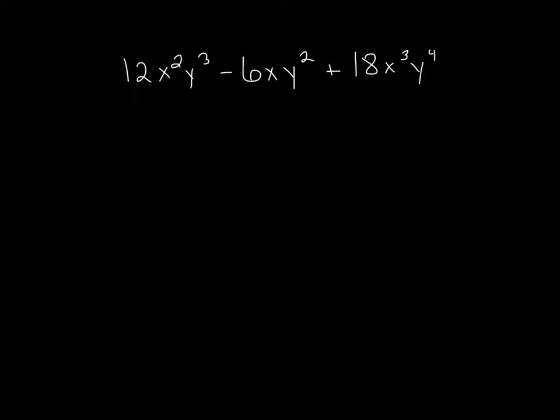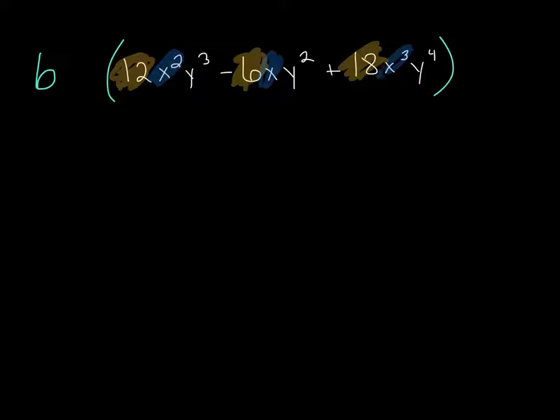On this next example, we're going to first of all, again, look for the greatest common factor, and we will look at our numbers. And we have a 12, 6, and 18. So the largest number that goes into 12, 6, and 18 would be a 6. Now let's look at our first letter, which would be the x's. So we have an x squared, an x, and an x cubed. The smallest exponent is x, so that's the one we include in our greatest common factor.